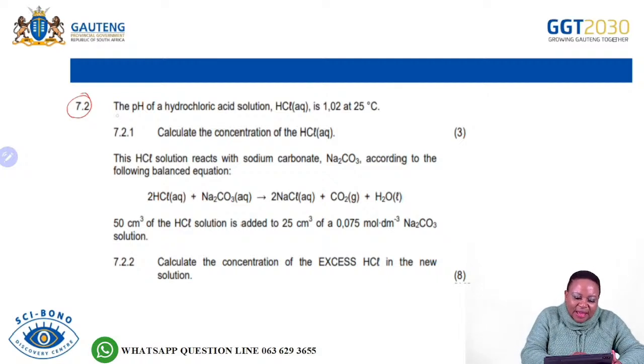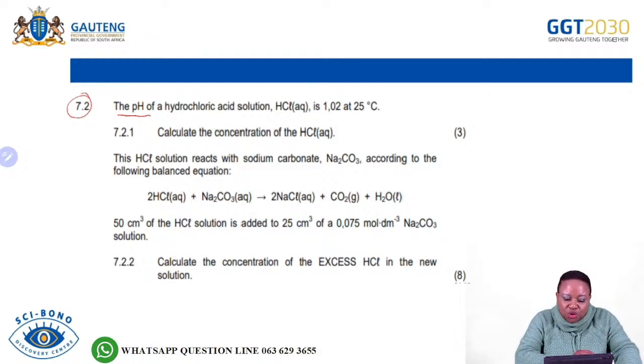It says the pH of hydrochloric acid solution, and they gave us the formula of hydrochloric acid, which is HCl, is 1,02 at 25 degrees Celsius. Remember, the pH doesn't have units. That is why, even when the examiner is providing us with the pH, there are no units involved. Therefore, you are provided with the pH of this hydrochloric acid.